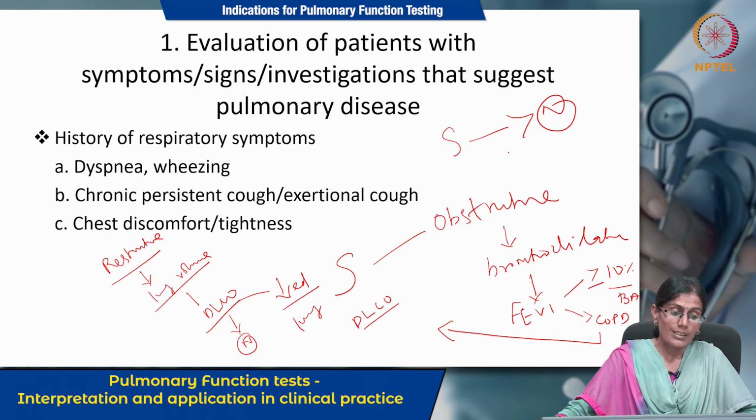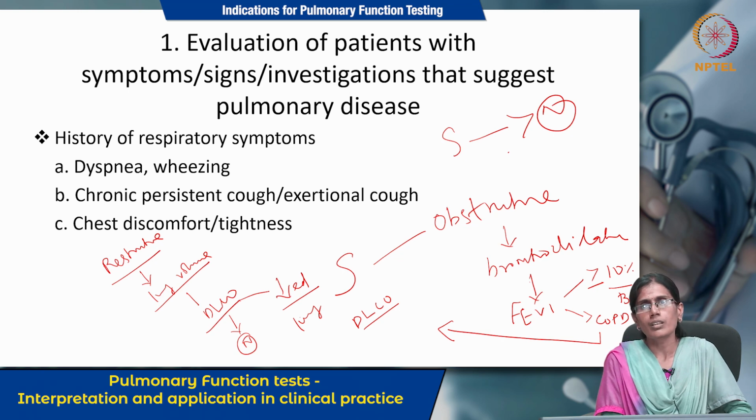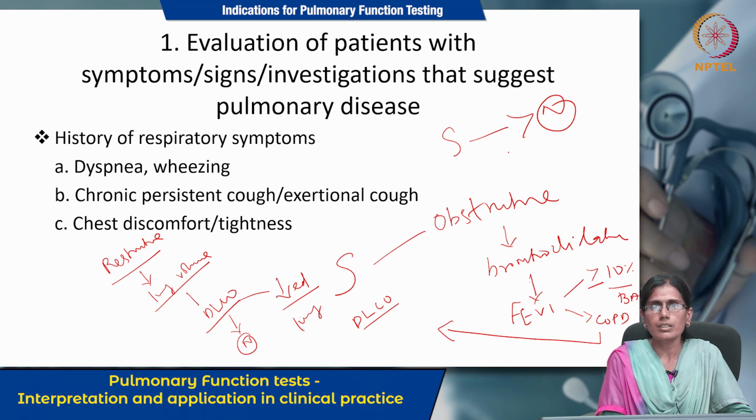So see the indications. A patient presenting with respiratory symptoms. So what are the common respiratory symptoms? Dyspnea, it is nothing but breathlessness. The patient has wheezing. Wheezing always says that the patient has obstructive airway disease. Chronic persistent cough or nocturnal cough. Nocturnal cough is indicative of bronchial asthma. And exercise-induced cough. Exertional cough is common in patients with bronchial asthma.